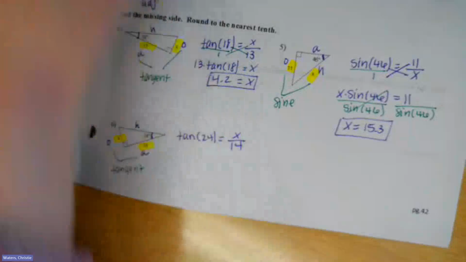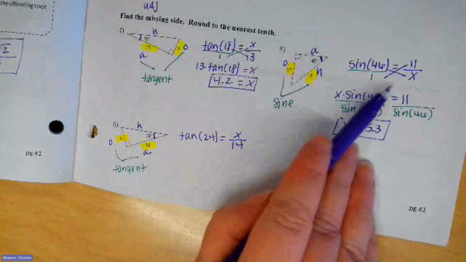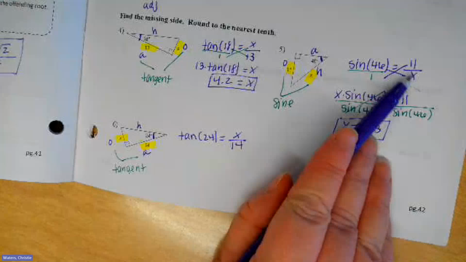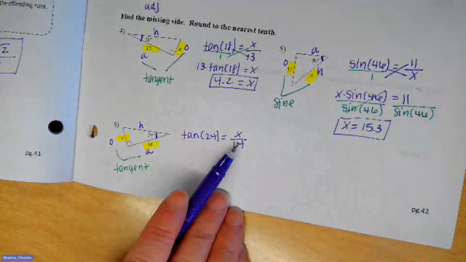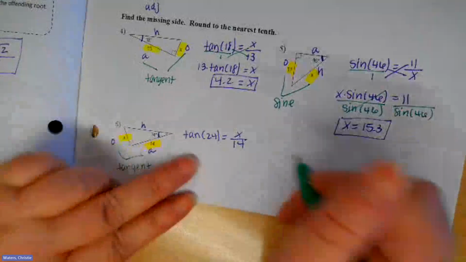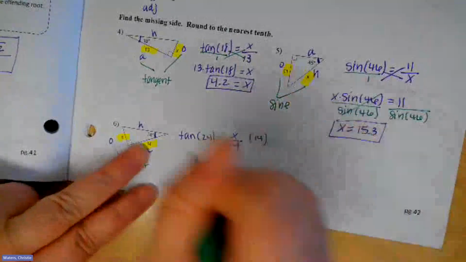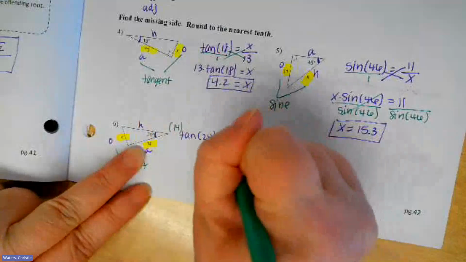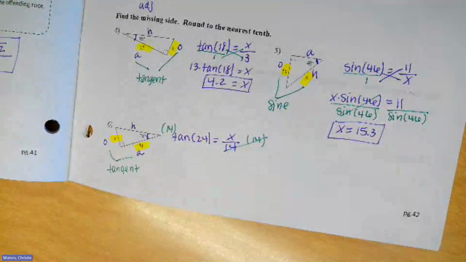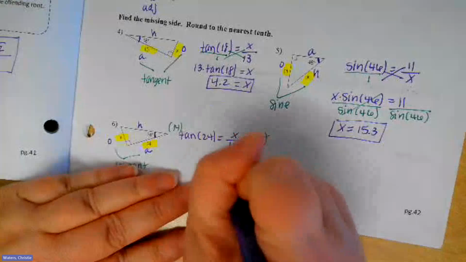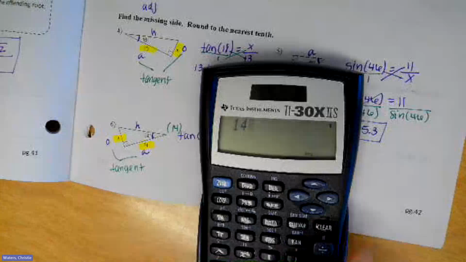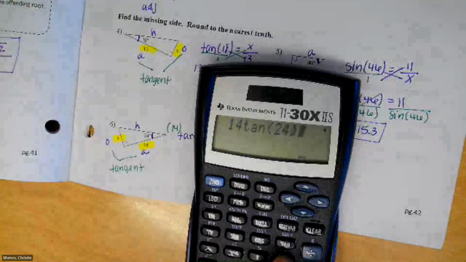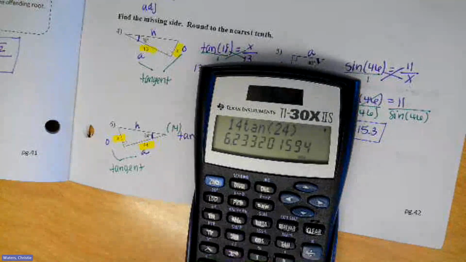Now, this starts off like number 4 did. Number 4 started off with the x on top, the 13 on the bottom. Number 5 started off with the x on the bottom and the number on top. As long as you end up with a number on the bottom, you can do this little shortcut where you just multiply both sides by that denominator, and it will just cancel off like that. A little bit less work that way. So now x is by itself on the right, and I just have to type in 14 times the tangent of 24 to get my answer, 6.2.